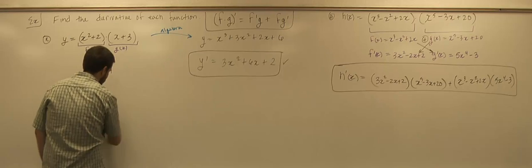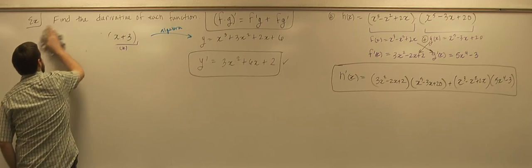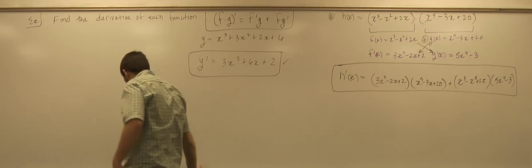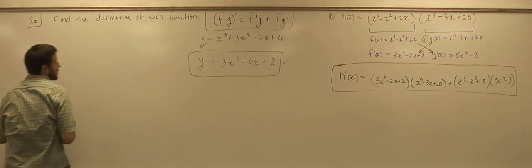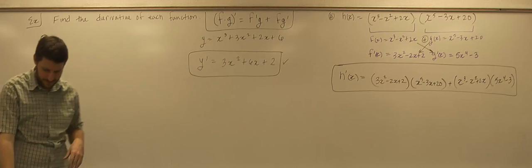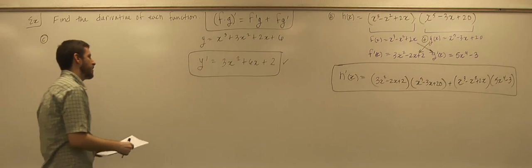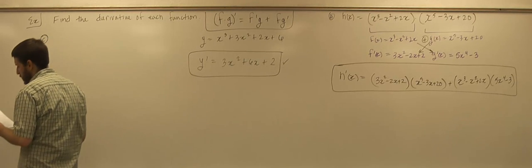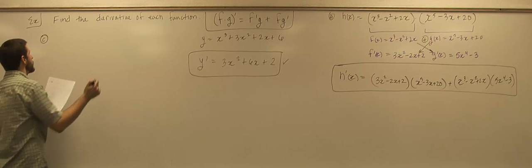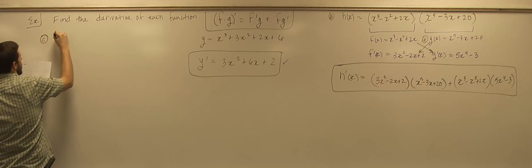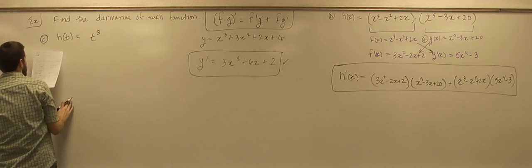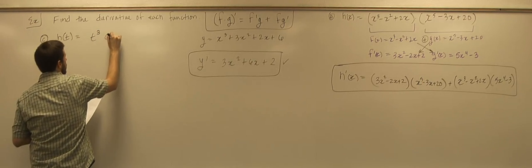Right now, the only way I can make this harder, I guess, would be to throw in maybe some trig functions. What happens if we throw in some trig functions? What if it was F times G times H? Yeah, we can do that. I'll do a 3 function one. Let's do h of t equals t cubed cos t.